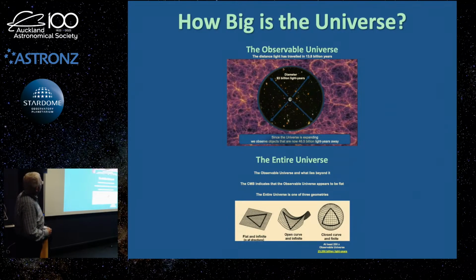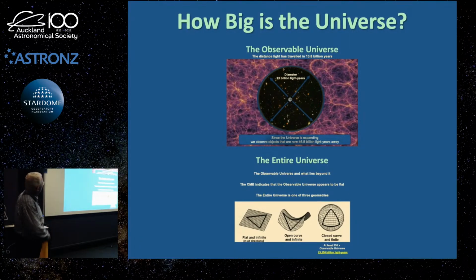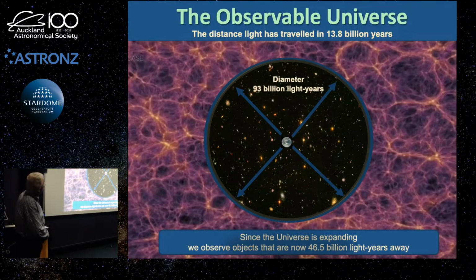So let's get back to our question, how big is the universe? And you've got to consider the observable universe and the entire universe. The observable universe refers to the distance that light has travelled since the universe began, 13.8 billion years. So first of all, we had to ask that question. Is the universe expanding? We know that now. How old is the universe? You just calculate backwards, by the way, and it comes to about 13.8 billion years.